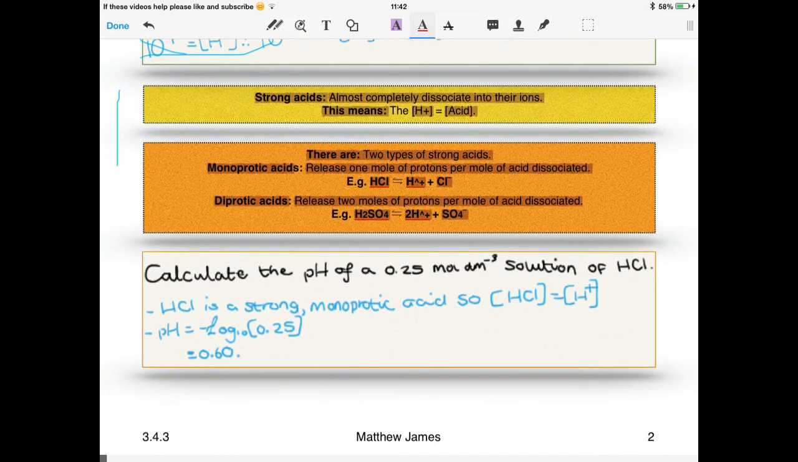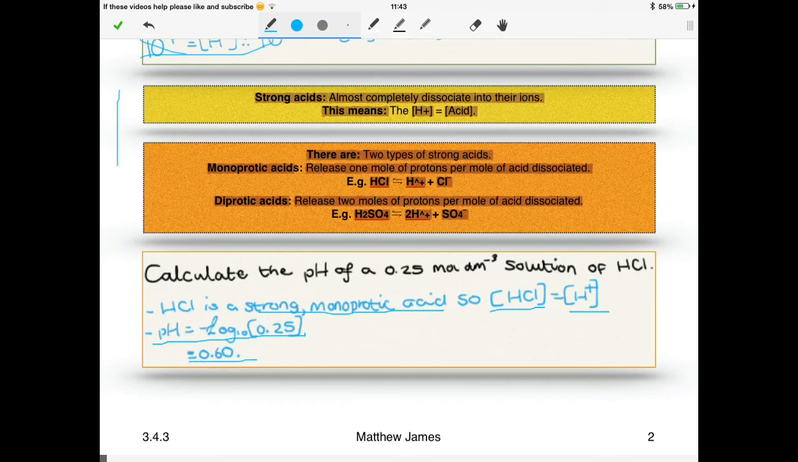When calculating things like these, it's quite an easy calculation. For example, to calculate the pH of a 0.25 mole per decimeter cubed solution of hydrochloric acid, what we need to remember is that hydrochloric acid is a strong monoprotic acid, so the concentration of the acid will be equal to the concentration of the hydrogen ions. Then we just sub this concentration into our equation for pH, and if you do this on your calculator you should get a value of 0.6 for your pH.